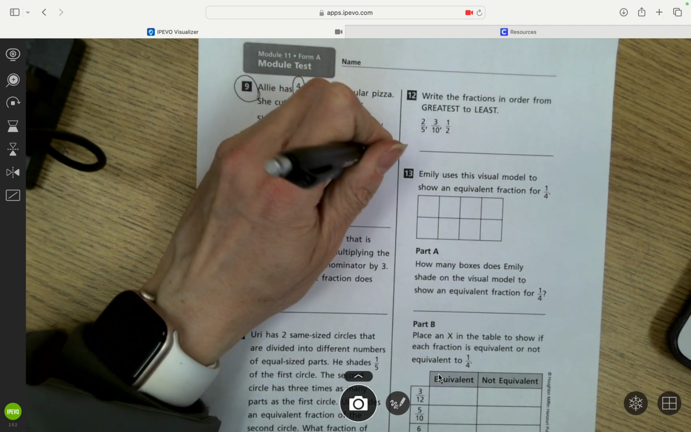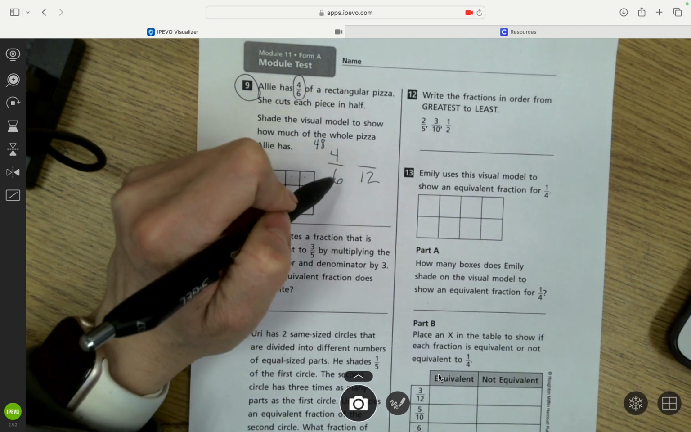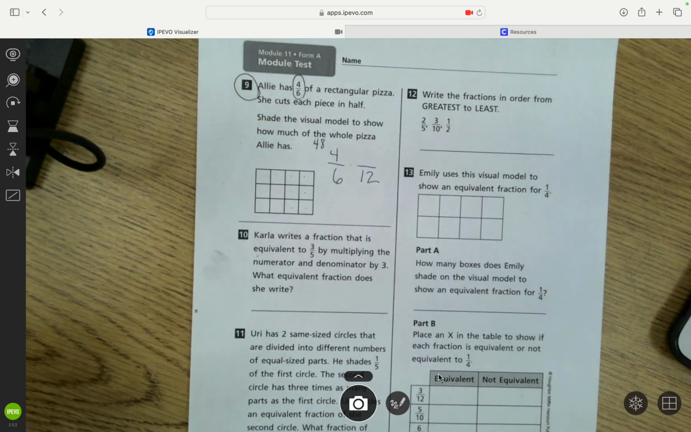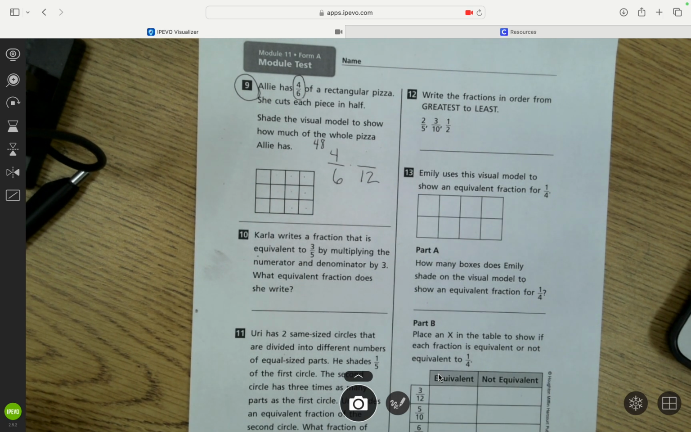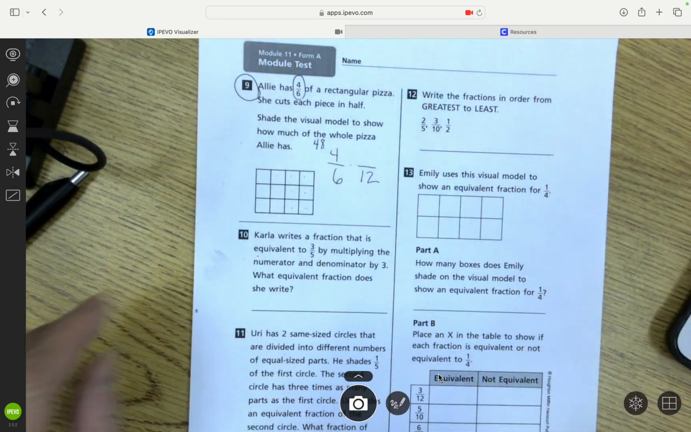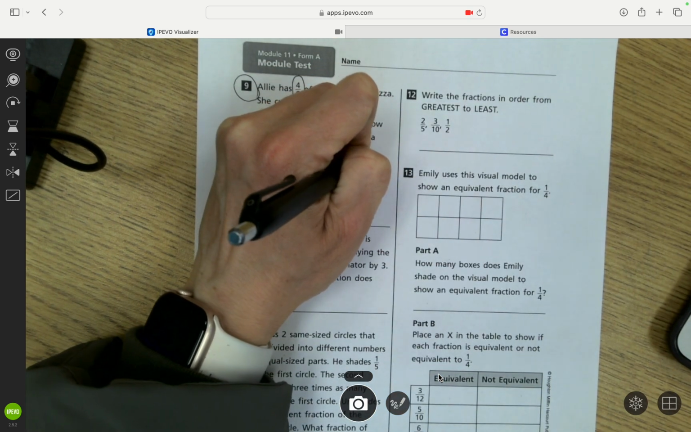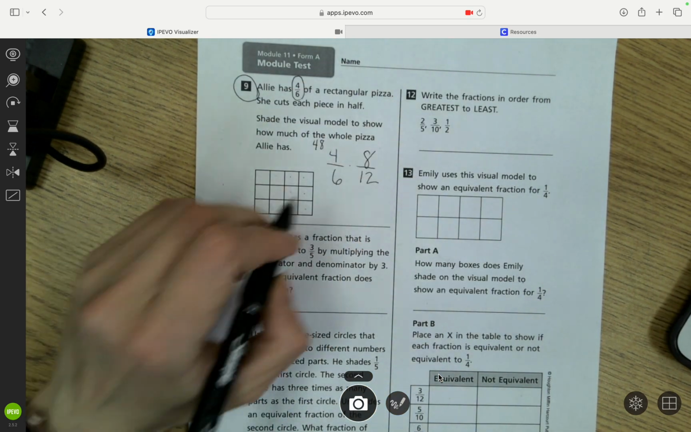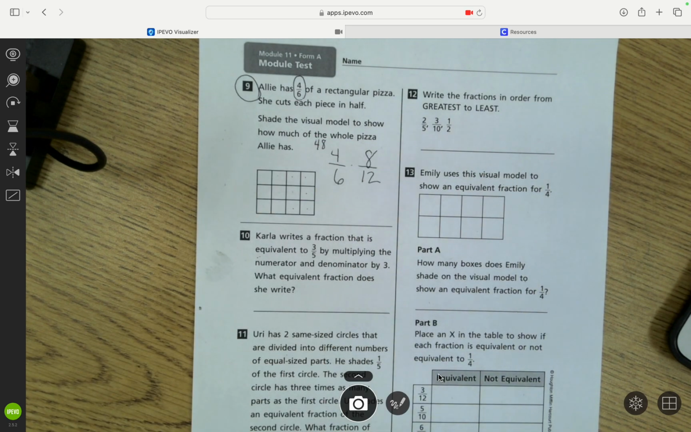Now we need to figure out up here: 6 times what equals 48? Let's skip count. 6, 12, 18, 24, 30, 36, 42, 48. 8 fingers up. 8. That means we need to shade 8 pieces.